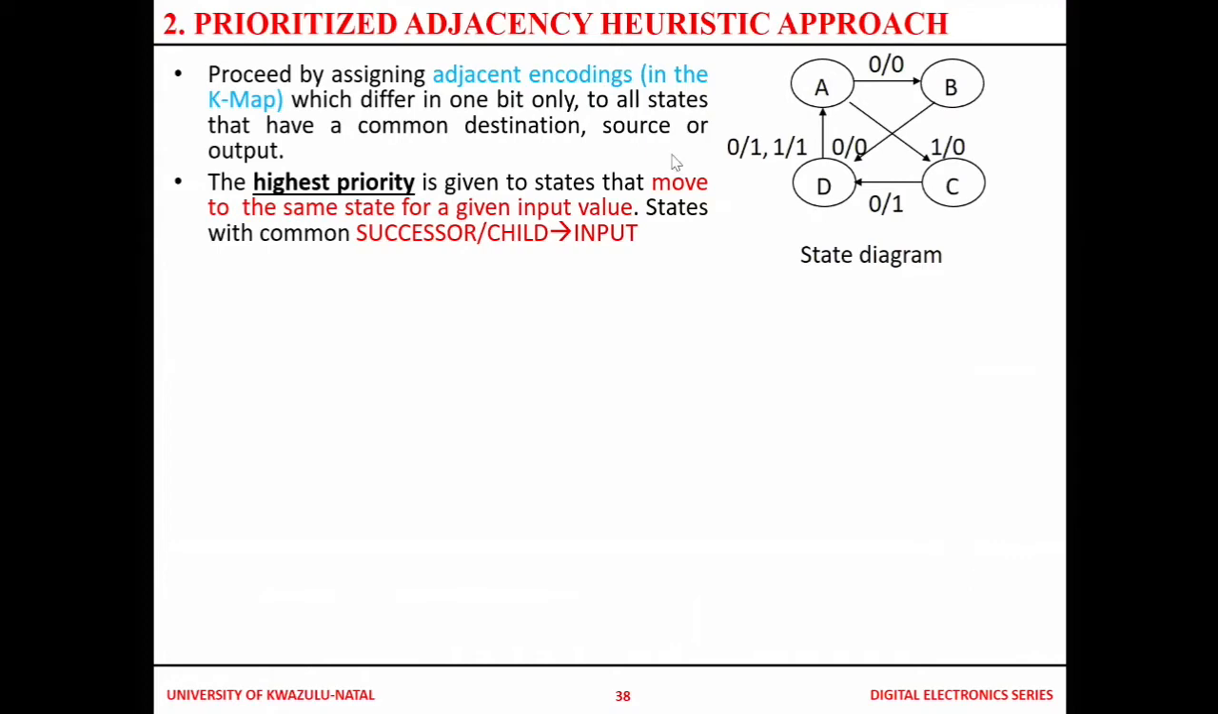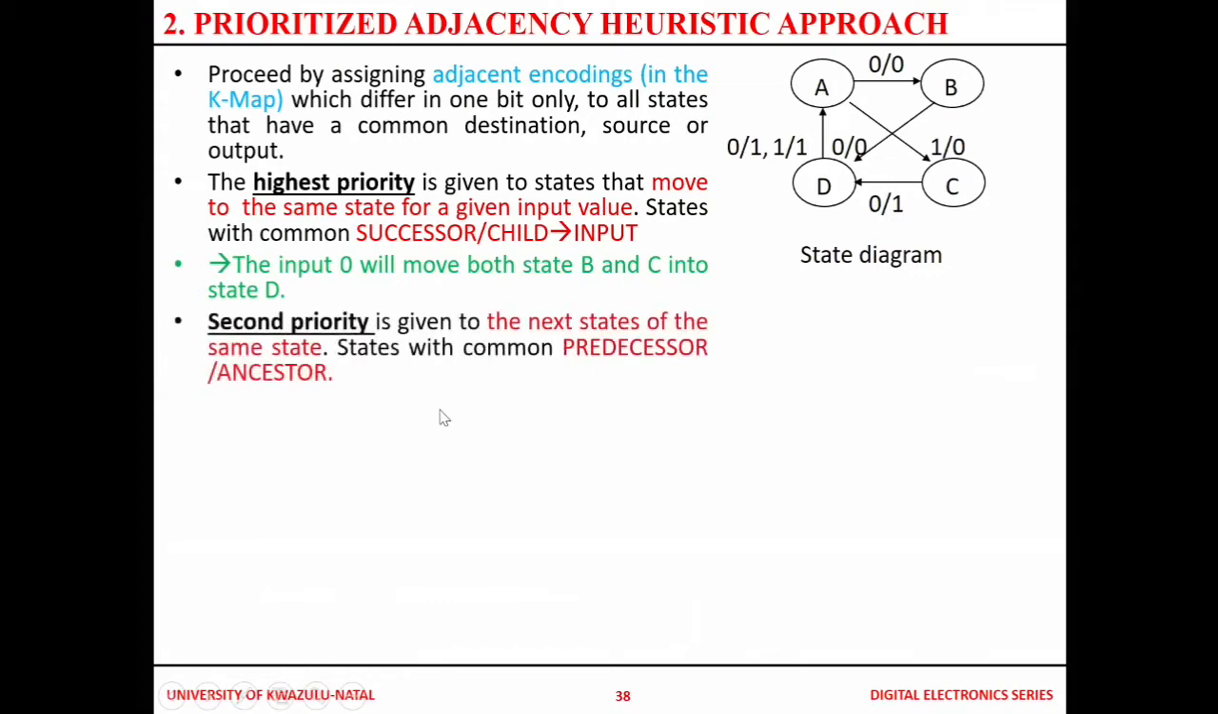Let's look at B and C. Okay, simple. They've got the common successor, common next state. B, the next state is D when the input is 0. C, the next state is D when the input is 0. So B and C have got the same next state. You can call it a child. Different books use different words. You can call it a successor for 0. So that is why B and C should be next to each other. Highest priority.